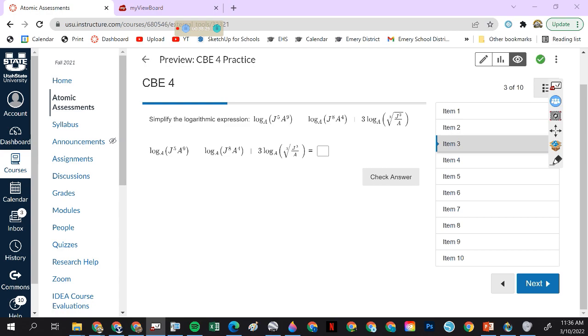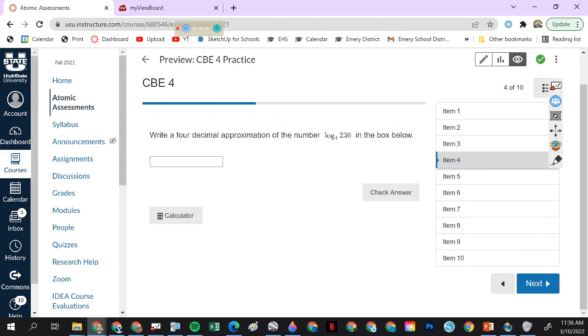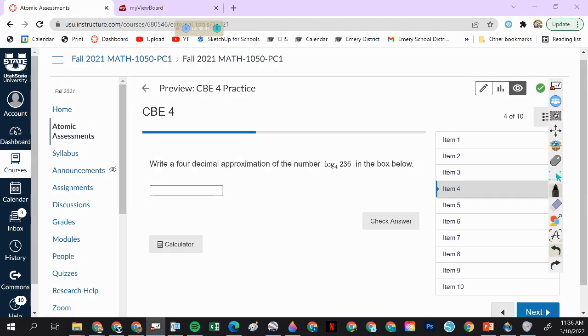Can you handle another one today, or do you want to work on those 3? One more? Oh. How do we do that? ln 236 over the ln of 4.